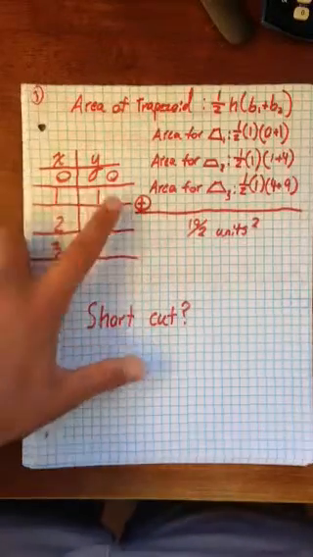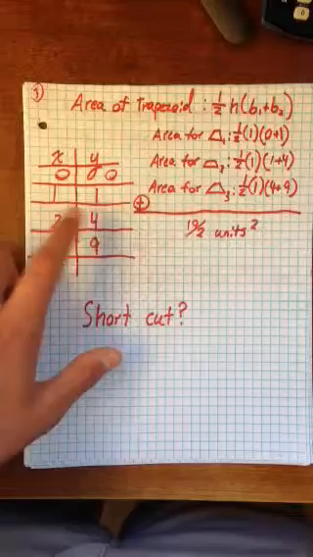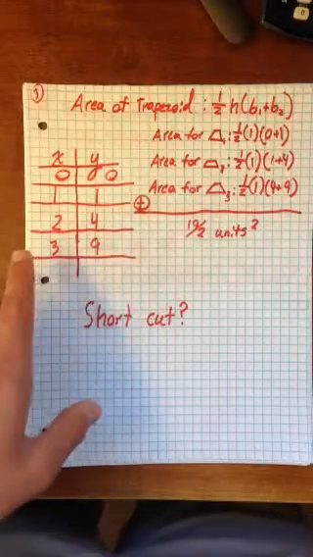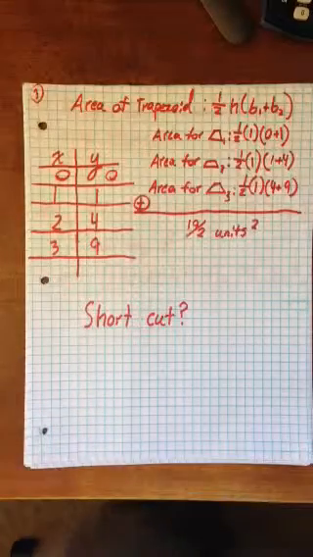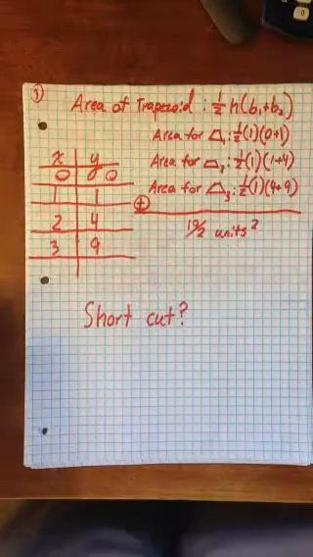So x is 0, y is 0. X is 1, y is 1. X is 2, y is 4. X is 3, y is 9. We all took Algebra 1 and we know how to do that. Now let's look and see how those translate into each of our equations.